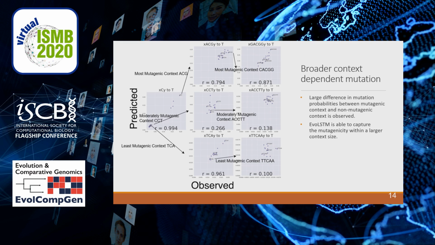flanking-based contexts of GACGG. Throughout, the correlation coefficient between the predicted and observed mutation probabilities remains quite high, until the context size considered becomes less relevant to mutation probability, for example, the flanking-based context of ACCTT. Thus, we can conclude that EvolSTM is able to capture the mutagenicity within a larger context size.